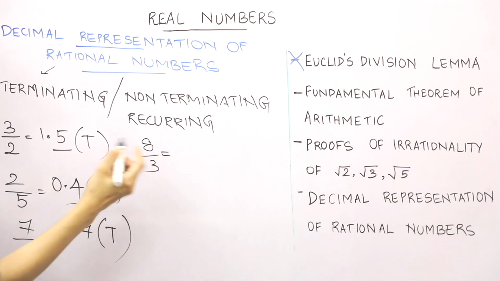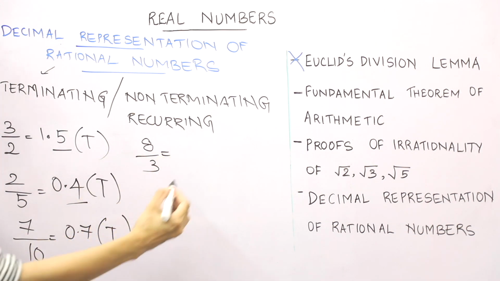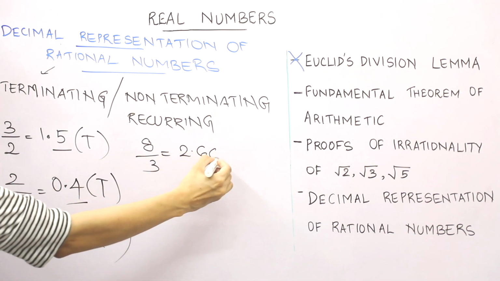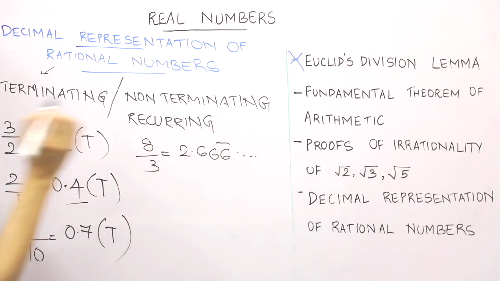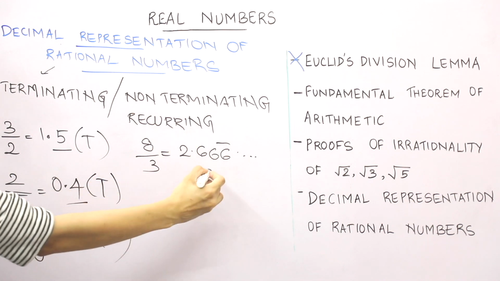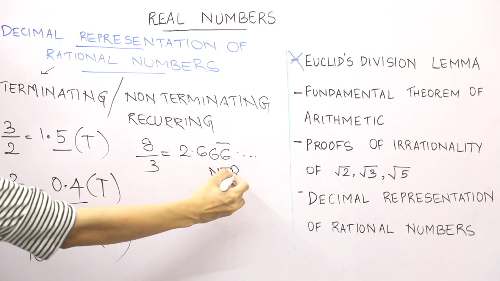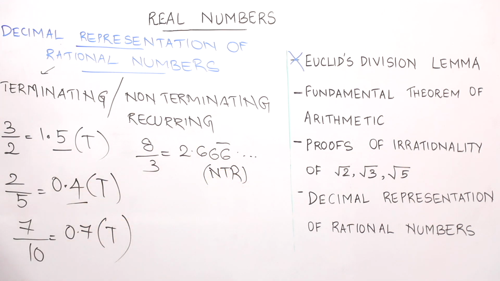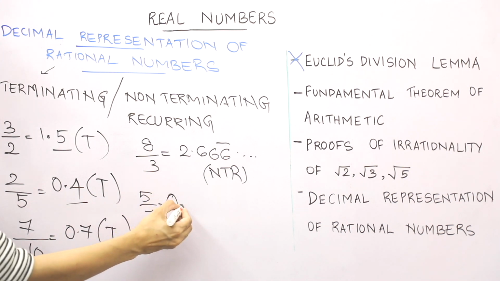Now let's look at another example, which is 8 by 3. In its decimal form, it would be 2.666..., and here you can see it's a non-terminating recurring decimal. Let's take another example, say 5 by 7. Let's divide 5 by 7.